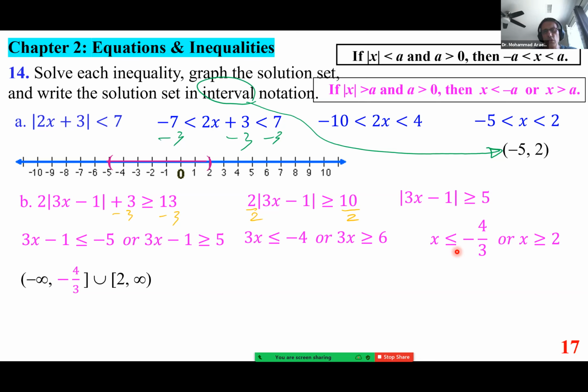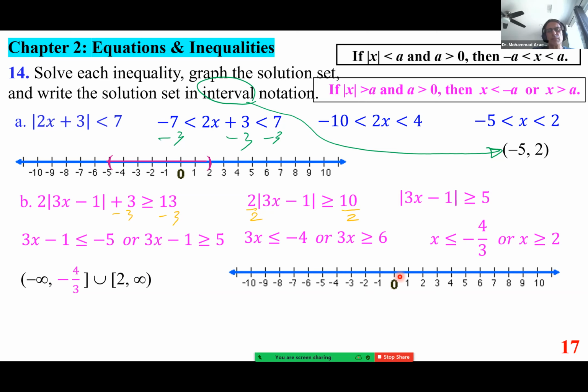And if we were to show that on a number line, it's very simple. You locate -4/3, which means -1 and 1/3. Either you put a bracket or a solid dot, and it goes all the way to -infinity. You also locate 2, and you shade it all the way to +infinity. So again, either brackets or a solid point, either way is fine, as long as you're consistent and don't mix them up.